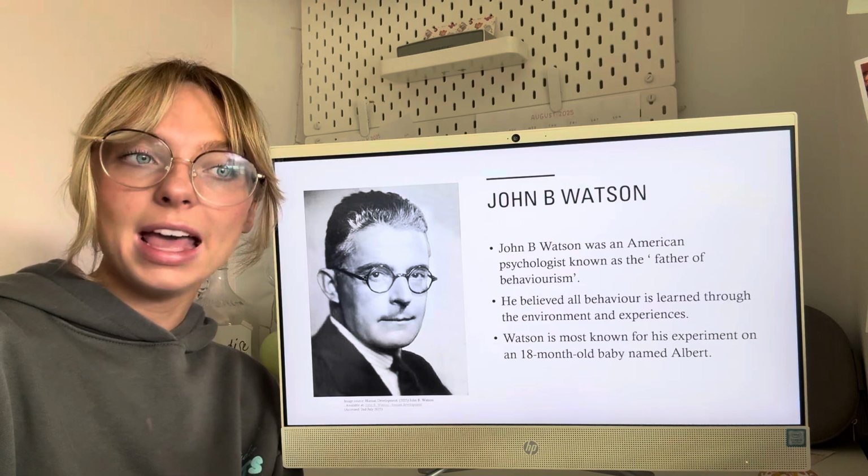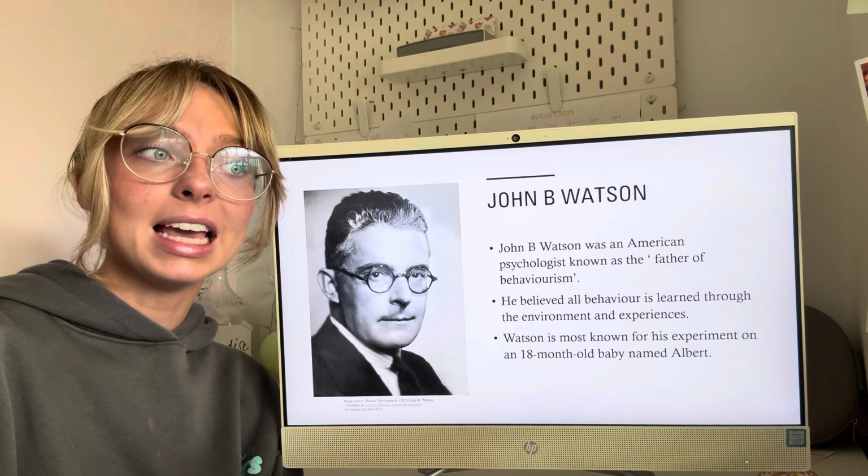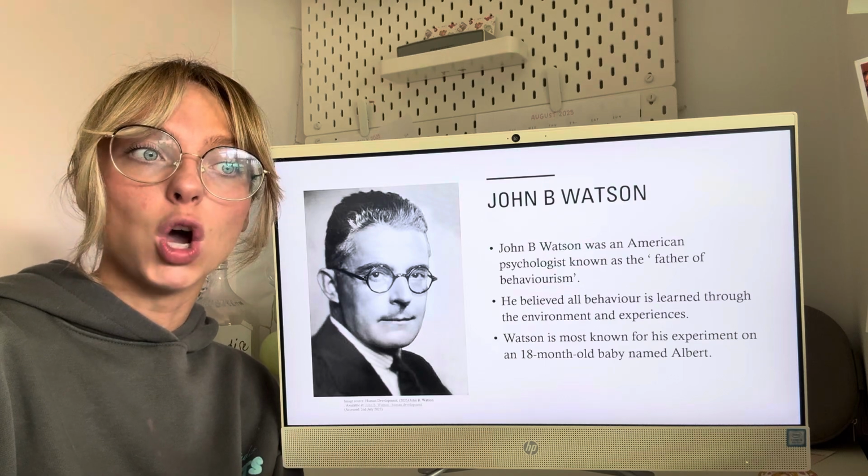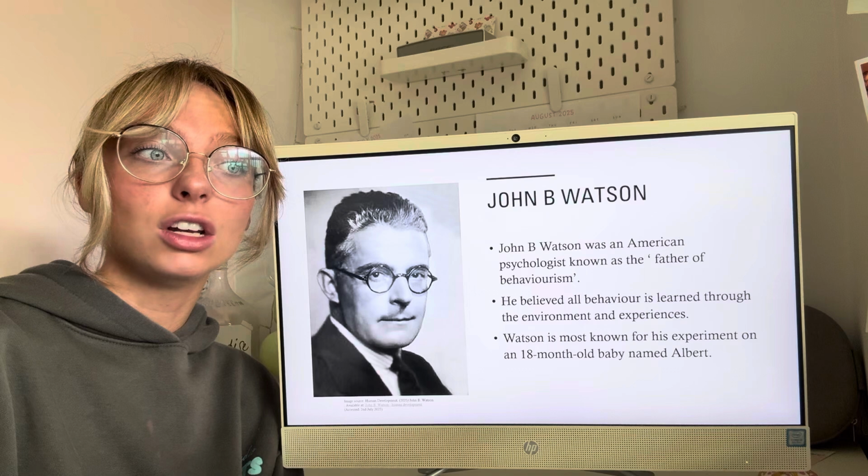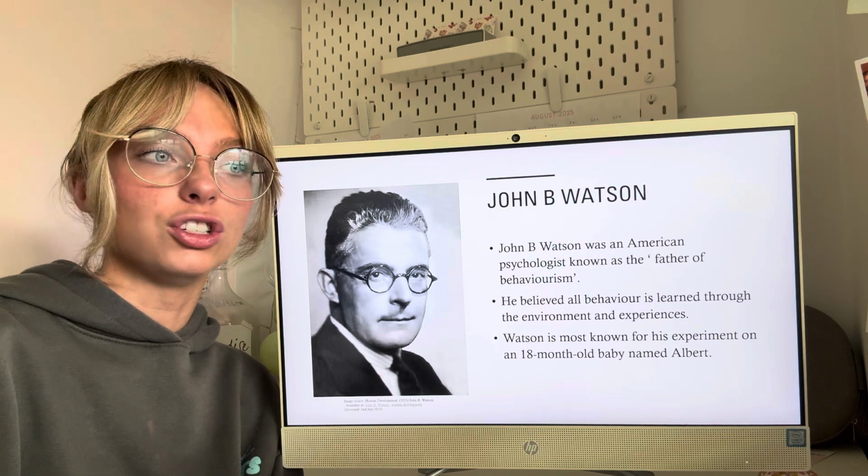However, after Watson paired the rat with a loud noise repeatedly, Albert started to show signs of fear when only seeing the rat without any loud noise. This experiment showed that Albert had learned to fear the rat through classical conditioning.